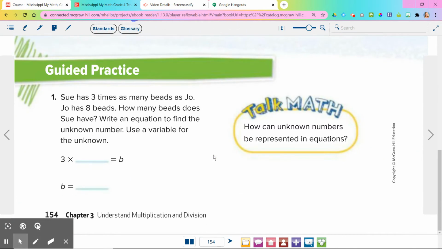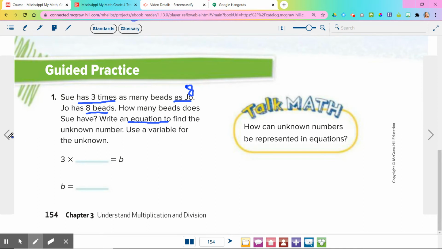So let's go down here and look at this guided practice together. Sue has 3 times as many beads as Joe. So right now, let's think about who has more. If Sue has 3 times as many beads as Joe, that means Sue has more. Joe has 8 beads. So I could even come up here and say that Joe has 8. How many beads does Sue have? Write an equation to find the unknown number and use a variable for the unknown.